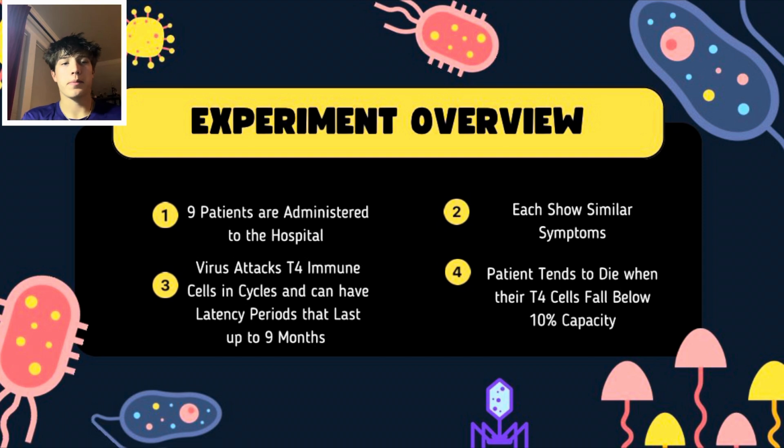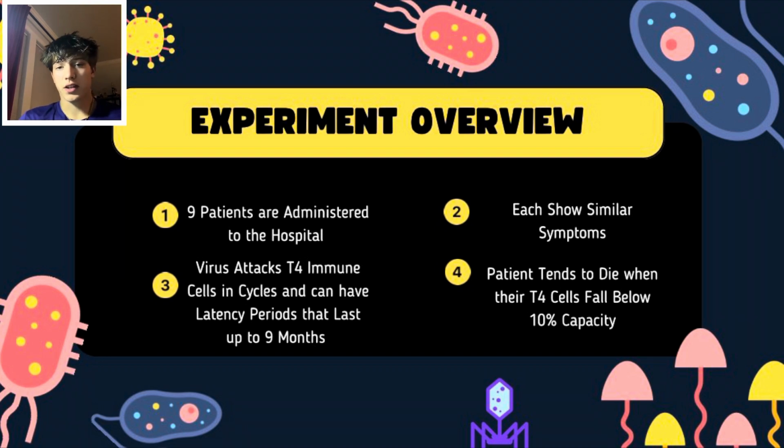So the way this experiment worked was that there were 9 patients admitted to the hospital, and they were each showing similar symptoms, showing that a similar virus was affecting each of the patients. And the virus in each of them was attacking T4 cells, which are important to the body's immune system, so that they can fight off harmful viruses or other things that are harmful to the human body.